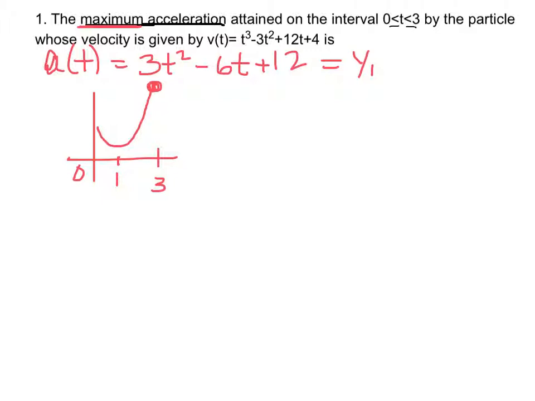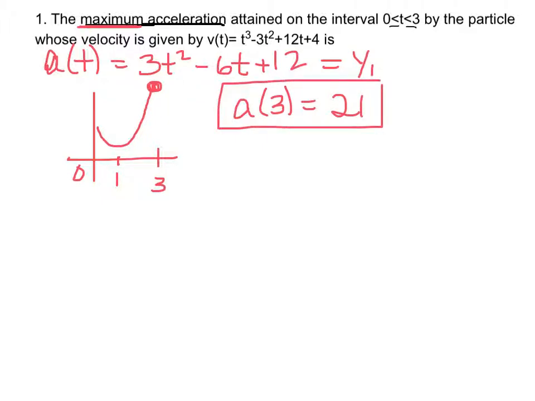So you can go to your table and look that up, and you'll see that A of 3 is 21. Now, the other way that you can do this is just by plugging 3 into your acceleration equation. So your answer is choice D for that one.